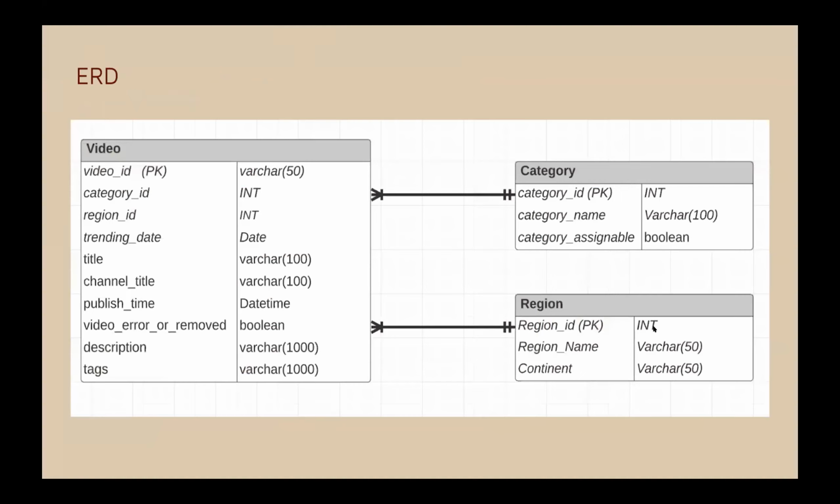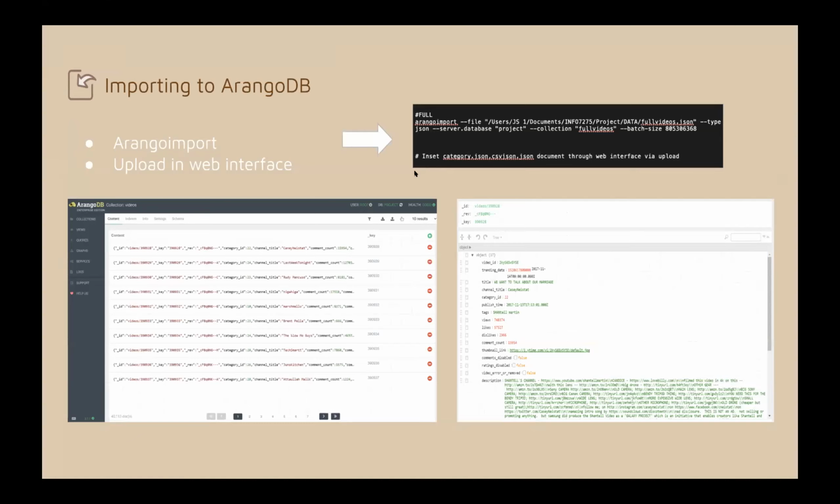Next, please. This page is our ER diagram. We have 3 tables: the video, category, and region. The video connects to category by category ID and connects to region by the region ID. Next. We import the documents to ArangoDB through the command line and upload in the web interface. So here are pictures of what it looks like in ArangoDB.